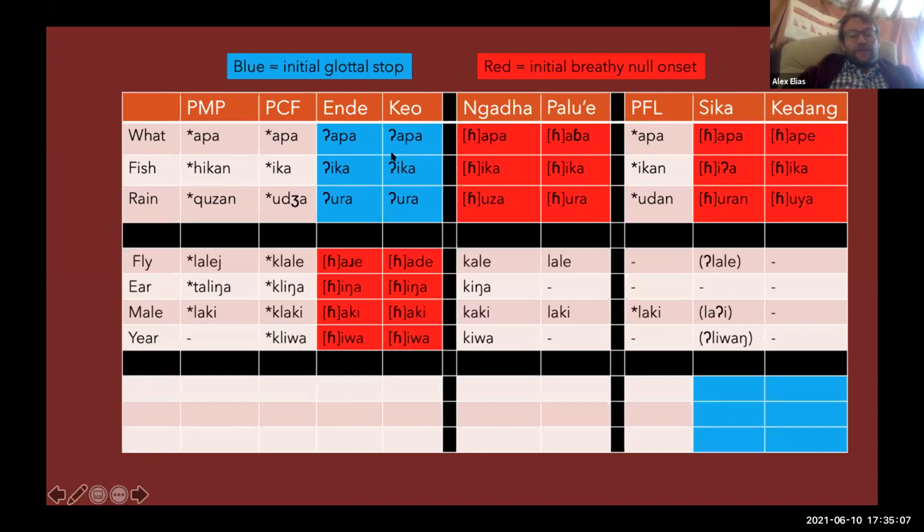Now we'll see that the source of onsetless words in Ende and Ko are these KL clusters. And this is Proto-Central Flores specific. These are reconstructed for Proto-Central Flores, but they don't behave the same way in Proto-Flores Lambada. So that's why you see all these empty spaces. I'm more concerned with the developments in the 4 Central Flores languages rather than the Flores Lambada languages.